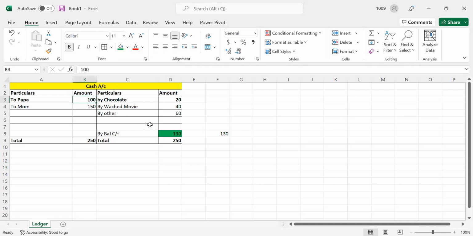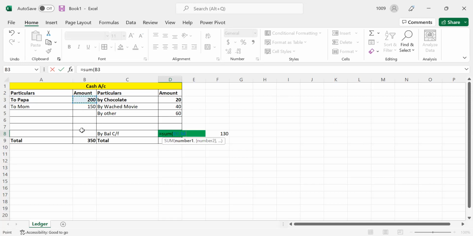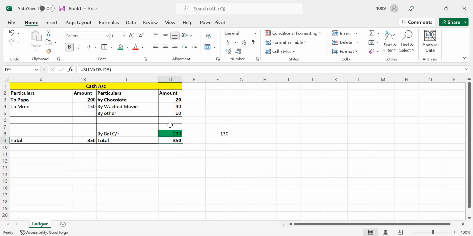If I change this figure from 100 to 200, this total is going to change, but this balance is not going to change, because we have put it in manually. I don't want to do this manually; I want it to come automatically. So I put an equal to sign here, then SUM of all the debit figures from here to here, bracket close, minus SUM of, and I select with the mouse the range on the credit side and press Enter.